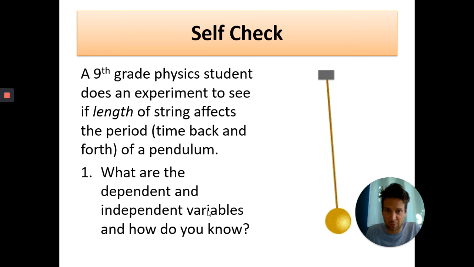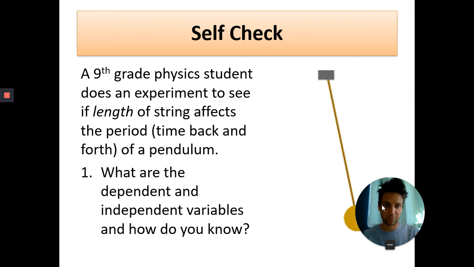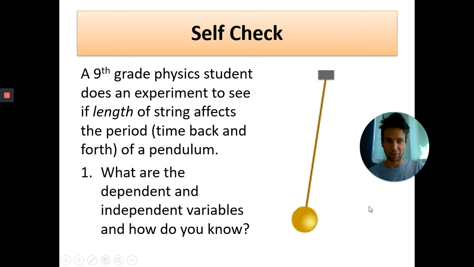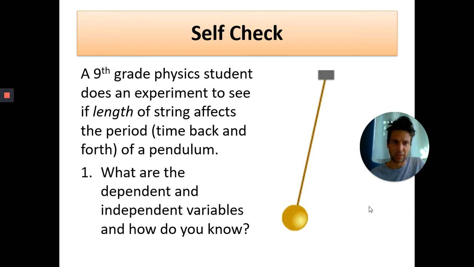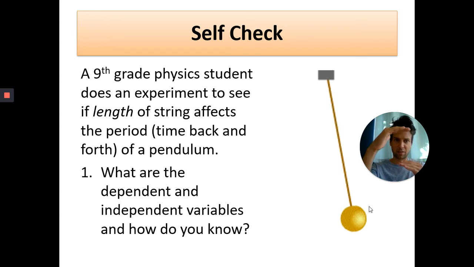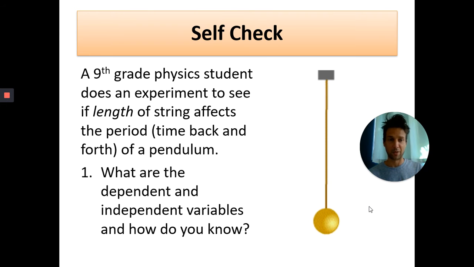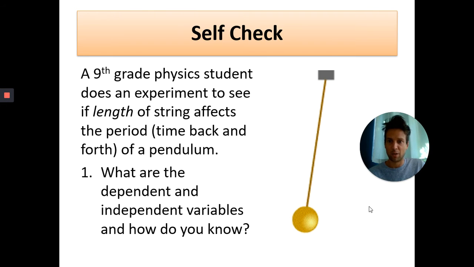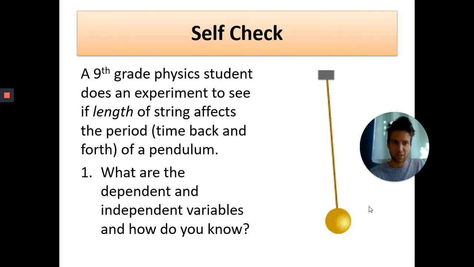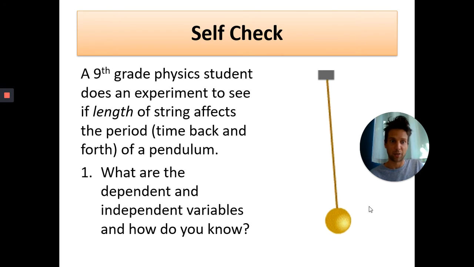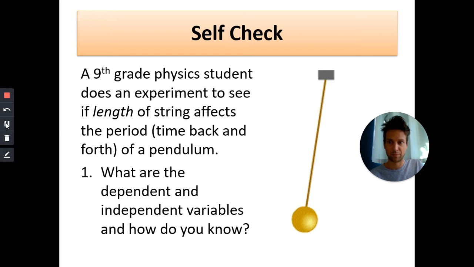A physics student does an experiment to see if length of string, how long the string is, affects the period of a pendulum. So imagine what the student would be doing. They would probably start with a really small string and measure the period, then a medium string, then a longer string, then a really long string, and measure the length of the period. And they want to know, does how long the string is affect the period of a pendulum? So my question is, what are the dependent and the independent variables, and how do you know? Pause the video and answer this out loud. Okay, this is good practice for our next quiz.